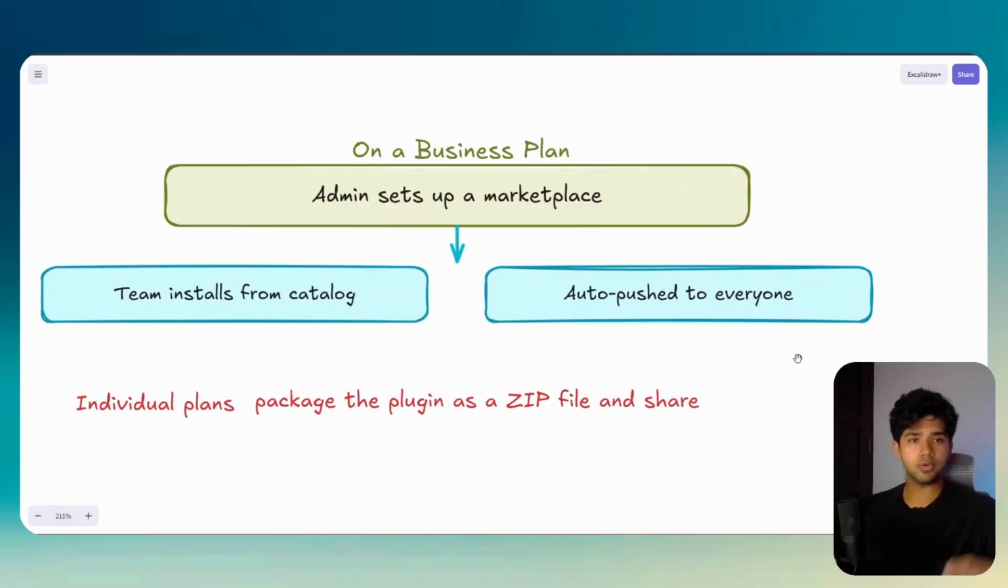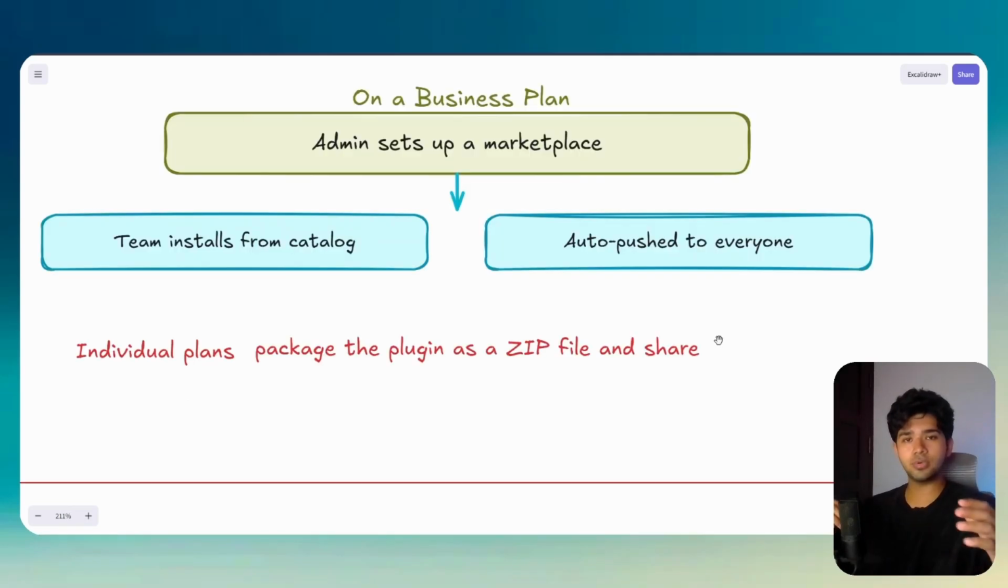Now, if you are on a business plan, the admin can set up a plugin for the entire marketplace. And the team can install it from the catalog. Now, the admin can also control the permissions and who can install what in the dashboard. Right now, there's no certain way you can share a plugin to other people if you are on an individual plan. The only workaround for this is downloading the package in a zip file and sharing it to them, and they have to install it manually.